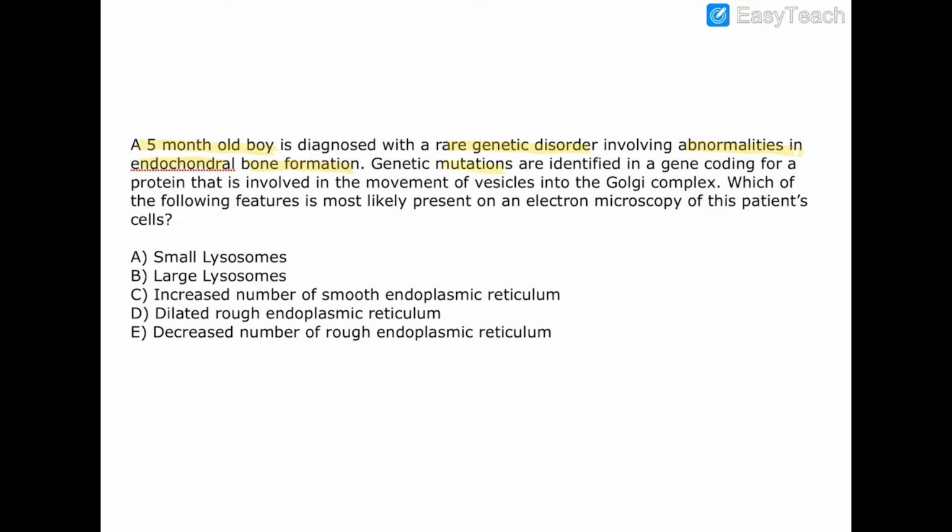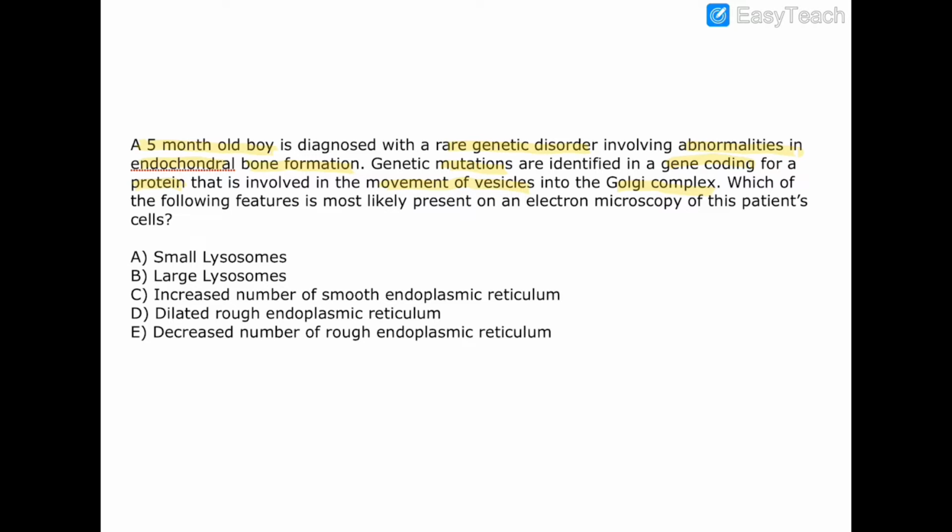So, the mutation is in a gene coding for a protein that is involved in movement of vesicles into the Golgi complex. This is the heart of the question, this sentence. If you understand this sentence, you can get your answer. Why is the sentence important? The mutation is involved in a protein that is involved in the movement of vesicles into the Golgi complex. Now, this is specifically asking, do you know which protein moves vesicles into the Golgi complex?